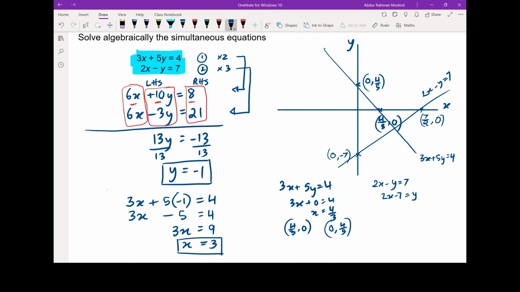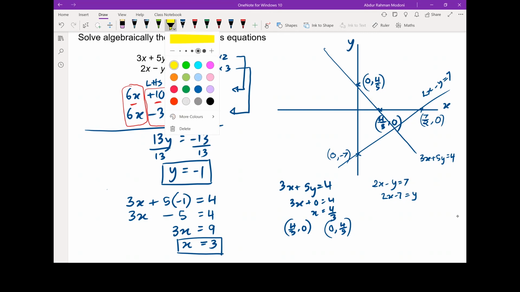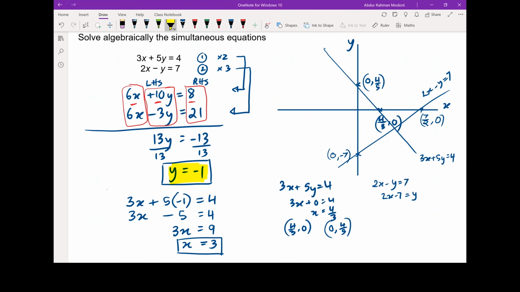So how is solving simultaneous equations linked to the graph? Well, what we've actually found when we've solved the simultaneous equations is the point of intersection of the two lines. So this value of y equals minus 1 and x equals 3 would be exactly the same as this coordinate of the intersection.